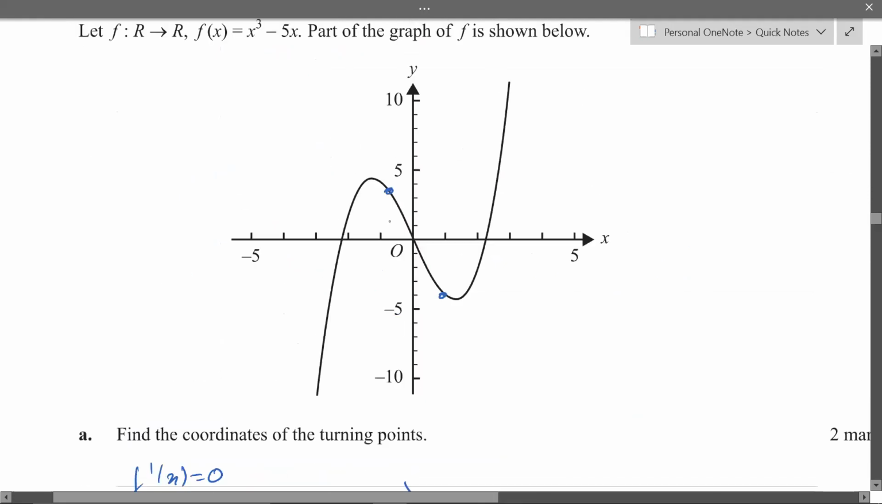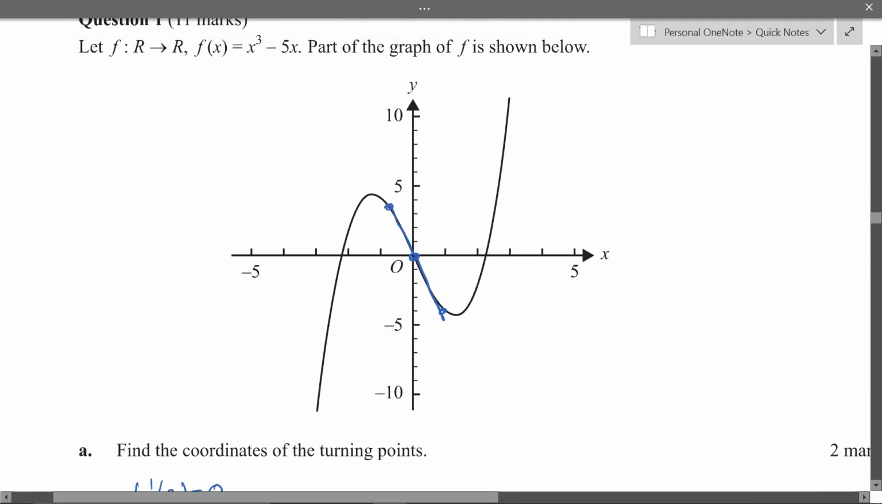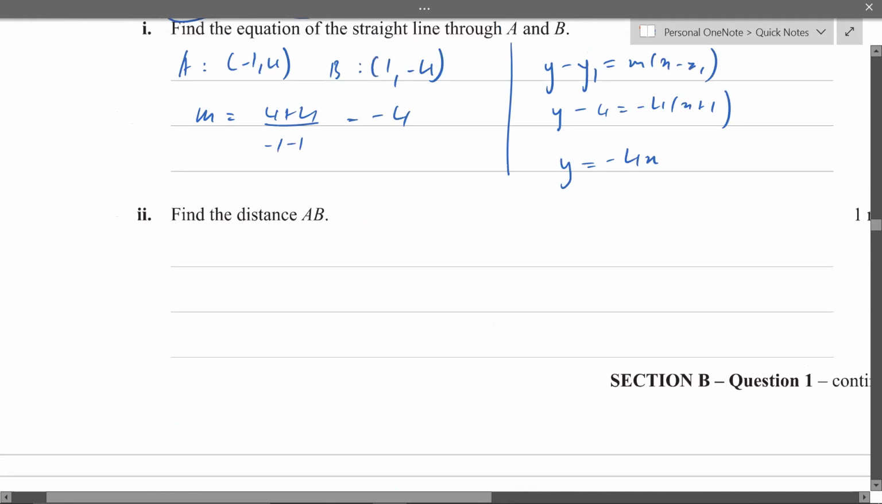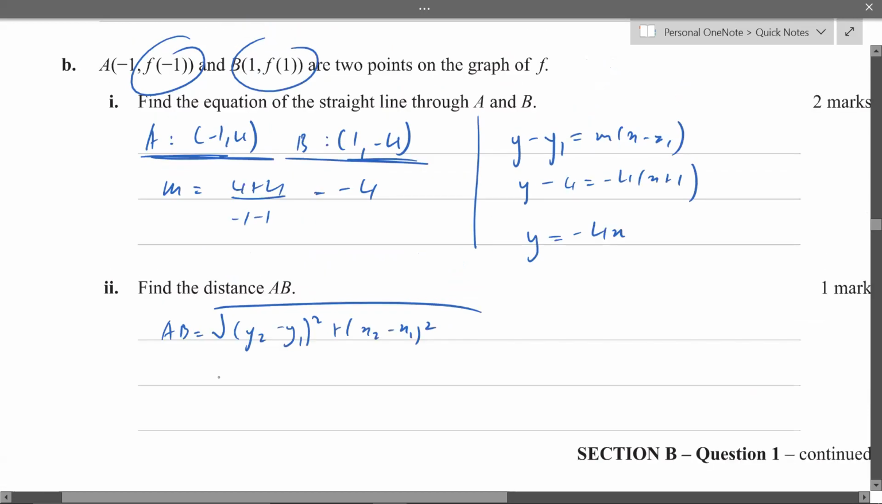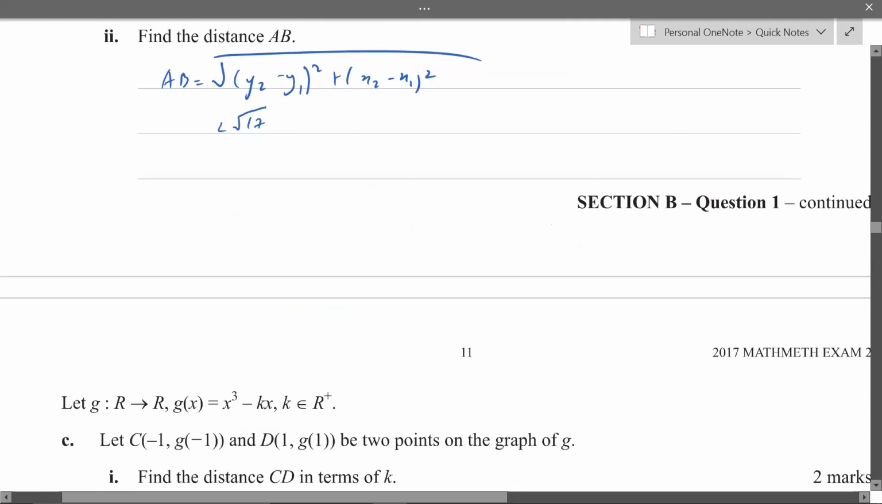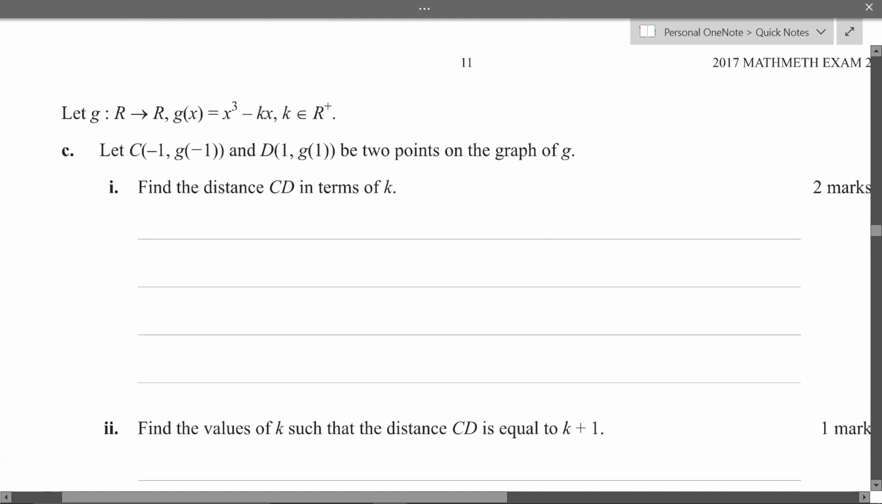You can kind of see that if you draw your graph, it's going through the origin, so you know your answer is correct. Find AB. The distance AB is just the square root of y2 minus y1 squared plus x2 minus x1 squared. Put your two coordinates into here, and you should get 2√17. Yep, that's that question.